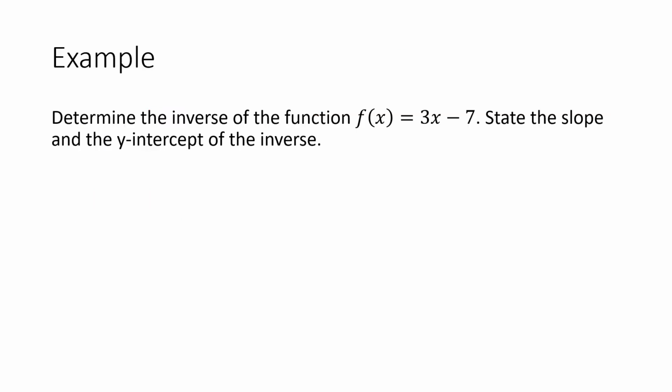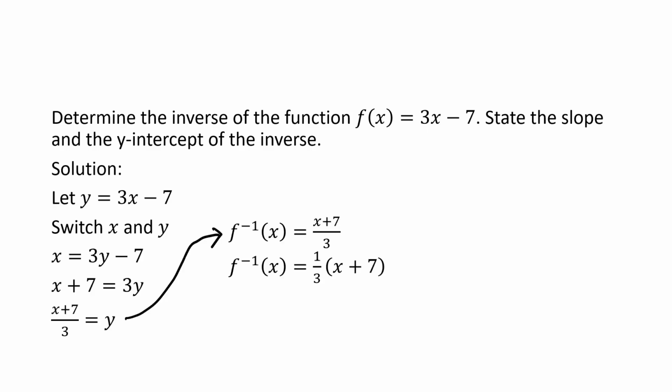So for example, let's say we have the function f of x equals 3x minus 7, and we want to determine the inverse of that function and state the slope and y-intercept of the inverse. Well, we can let y equal 3x minus 7, switch x and y, and then we have x plus 7 equaling 3y. We can then divide both sides by 3, and we have this new defining equation for y. We can substitute f inverse of x in for y, and say f inverse of x equals (x plus 7) over 3.